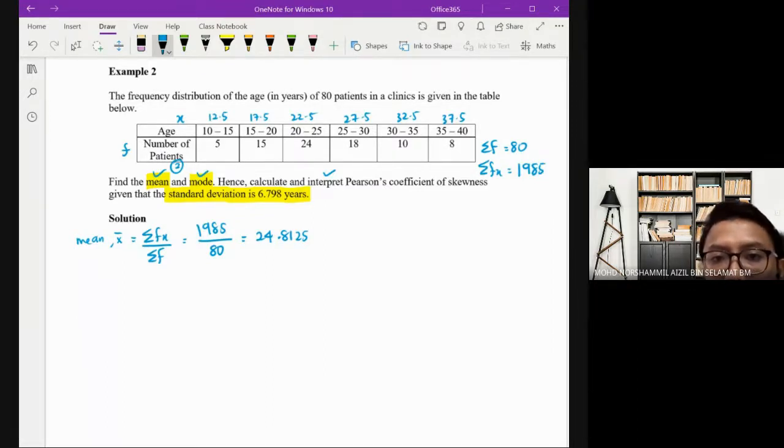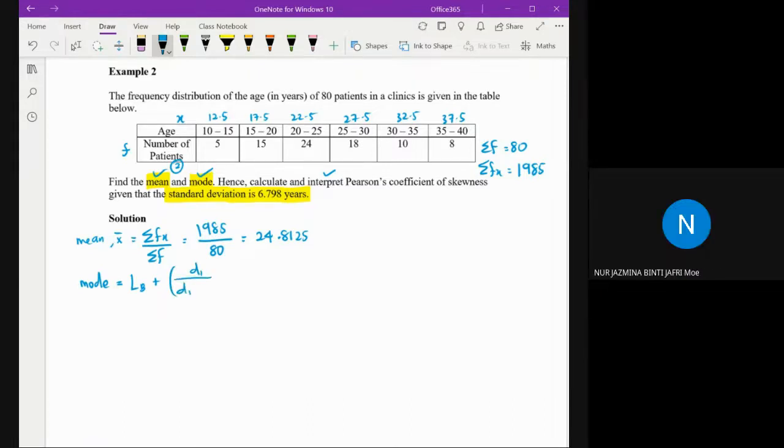So mode. Recall, last time, how do we calculate mode? It's like a revision of everything. Come on, how do we calculate it? Do you still remember the formula? Lower boundary plus D1 over D1 plus D2, times C.